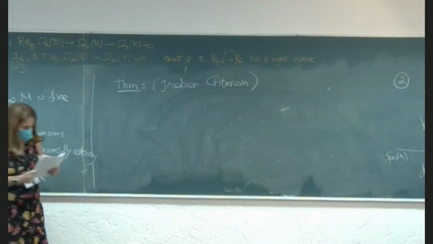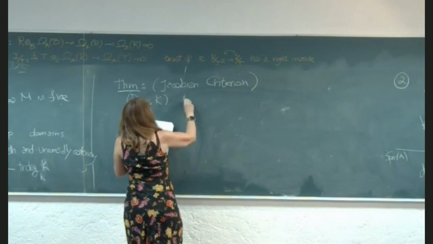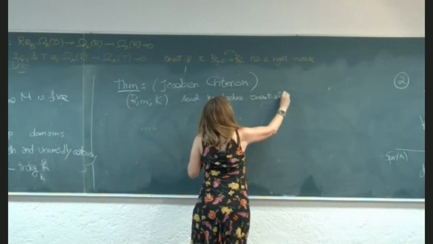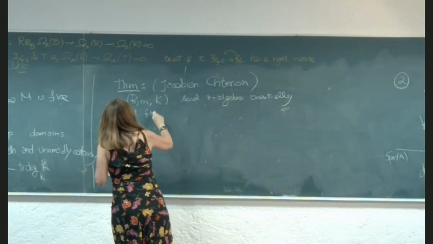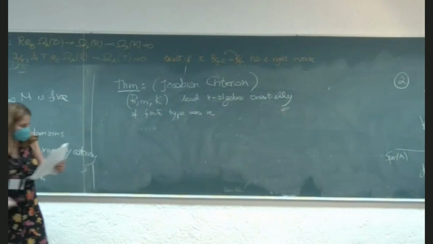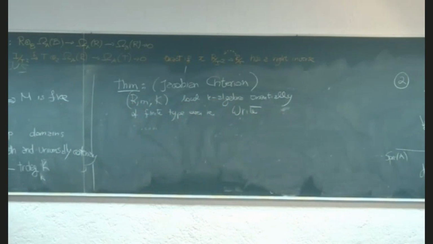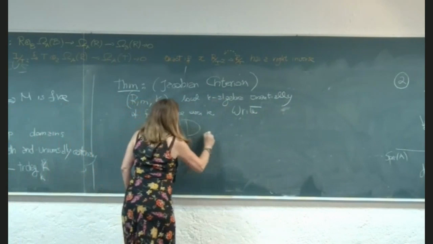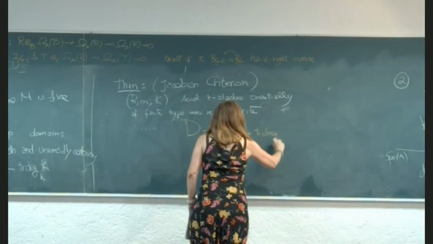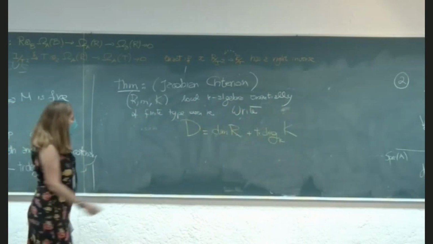So now we assume that R, m, big K is a local k-algebra, essentially of finite type over little k. And we write D for the dimension of R, the Krull dimension, plus the transcendence degree of big K, the residue field, over little k. Now we want to prove that the following are equivalent.